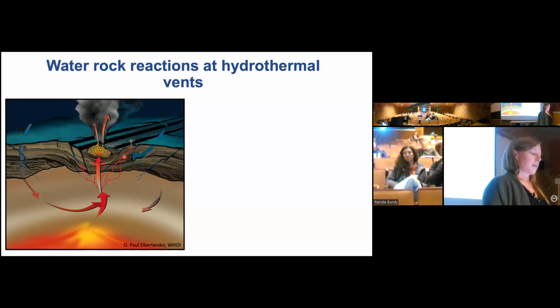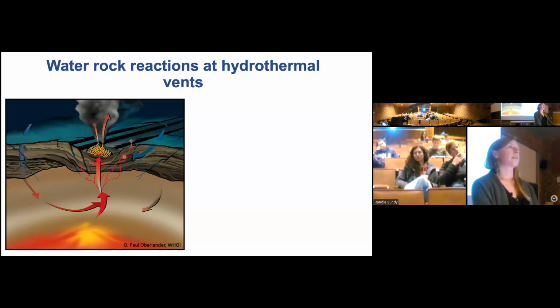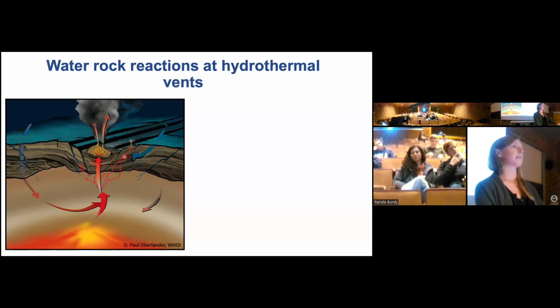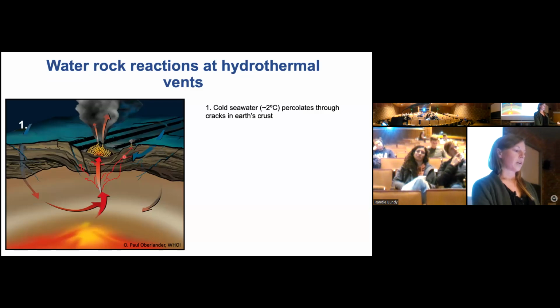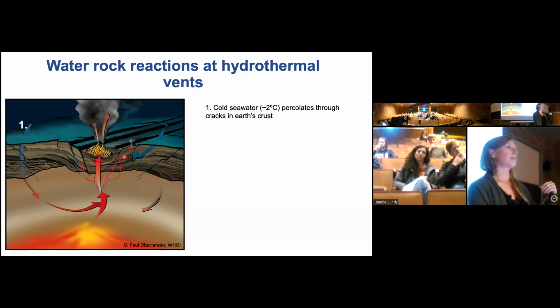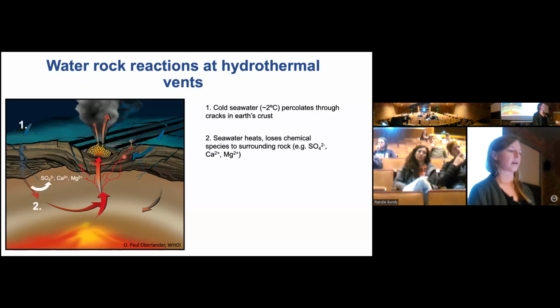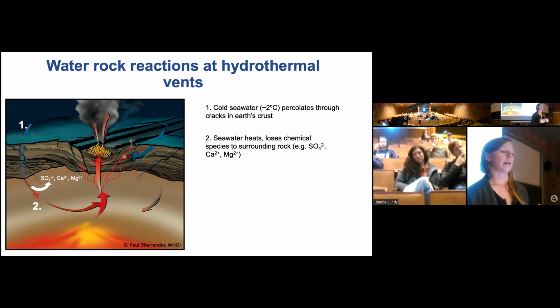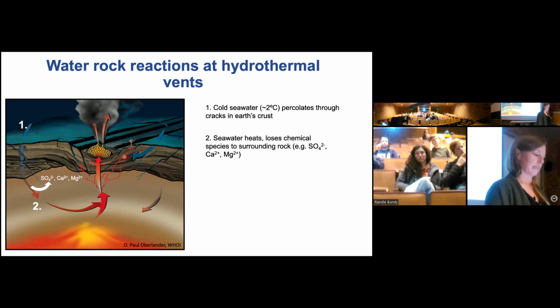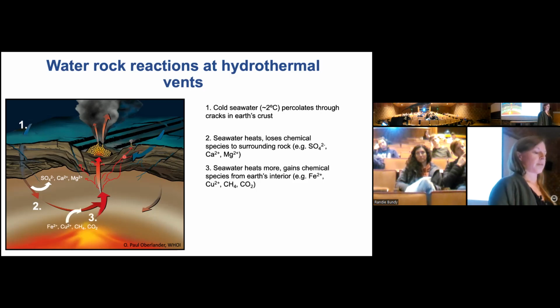So I want to talk a little bit about the chemistry of these water-rock reactions at hydrothermal vents. In this diagram, we have a slice of a typical black smoker type hydrothermal vent. First, cold seawater percolates into the ocean interior through cracks in the Earth's crust. It starts to heat and it loses some chemical species that the seawater has to these water-rock reactions, notably sulfate, calcium, and magnesium, for example, but it also starts to gain other types of chemical species.